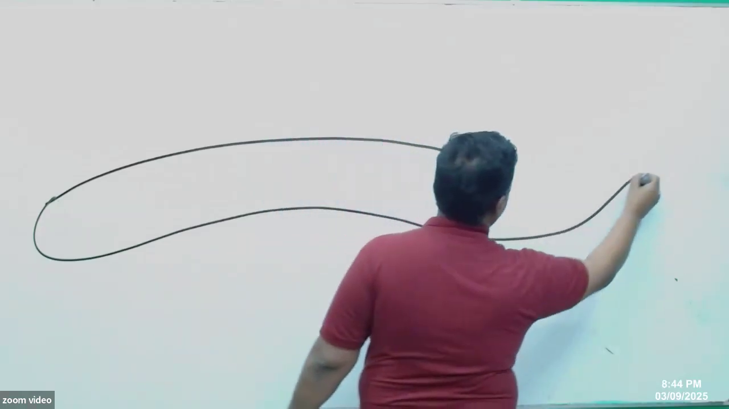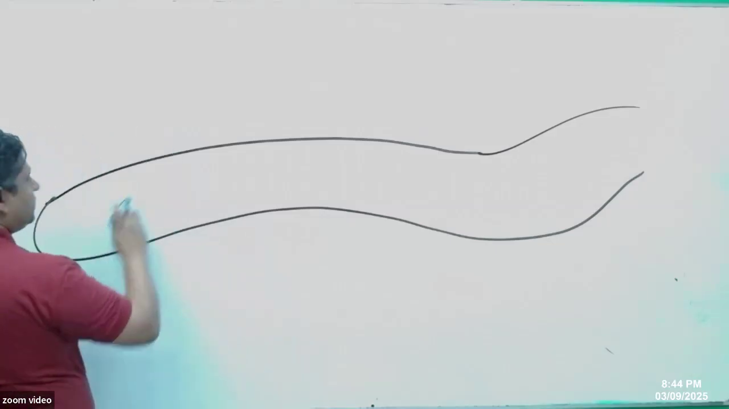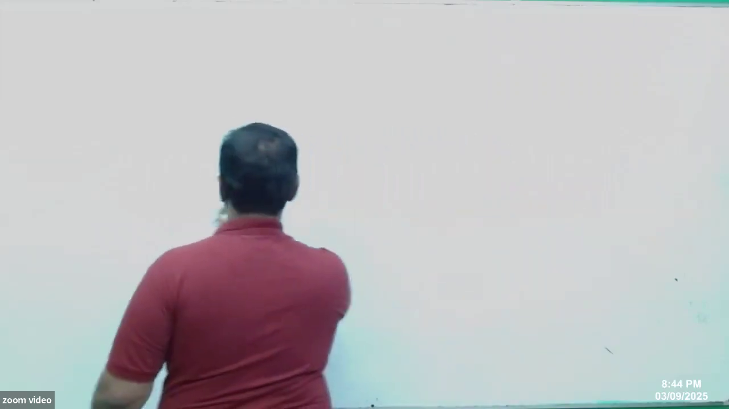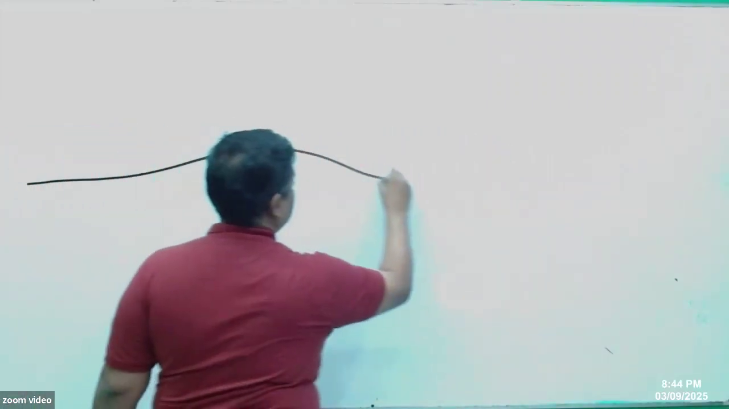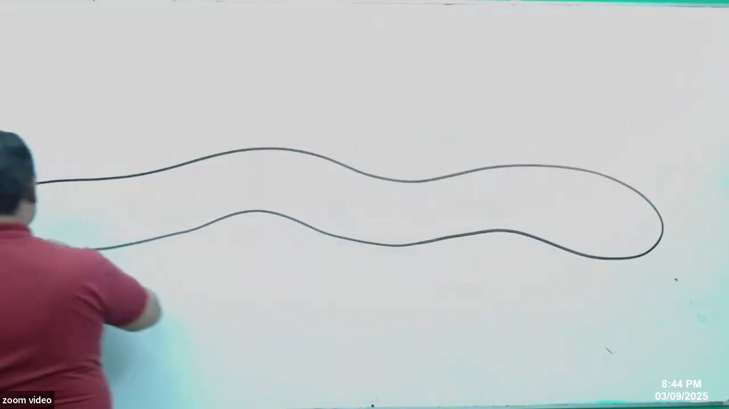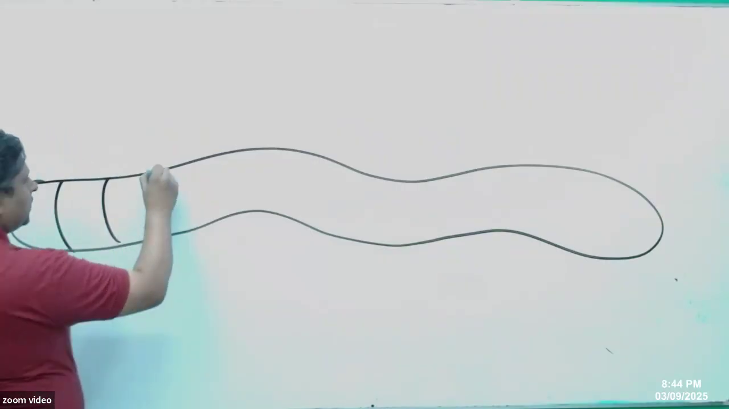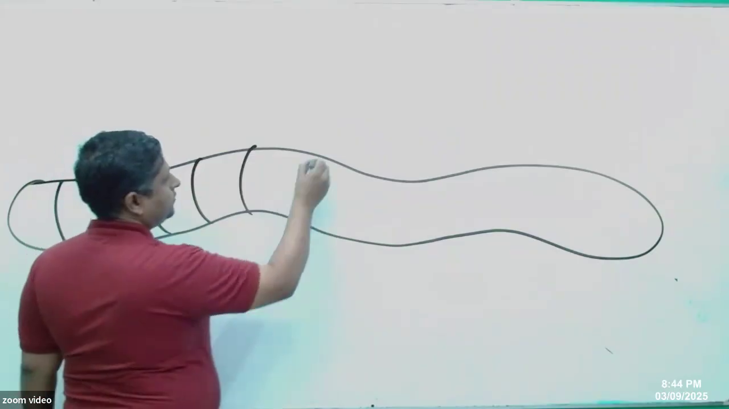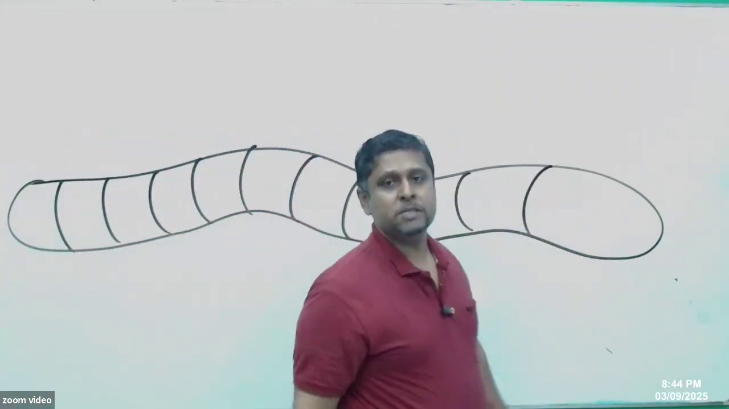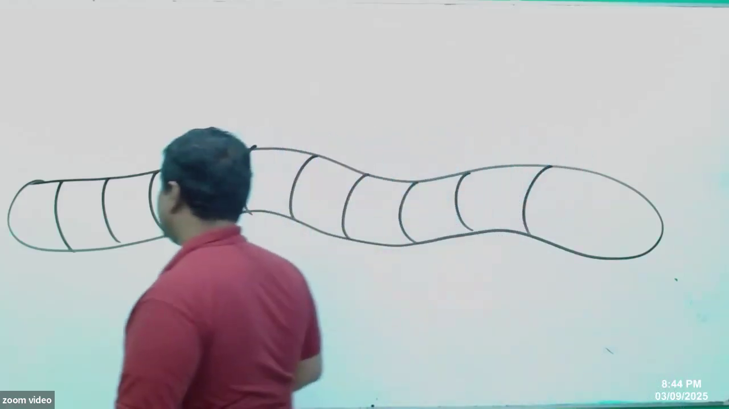These animals are segmented. Segments present. We'll take the animal like this. Segmented animals. Partition present. Now these animals have an alimentary canal.